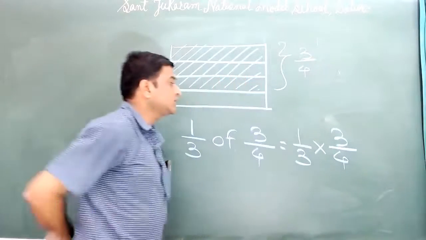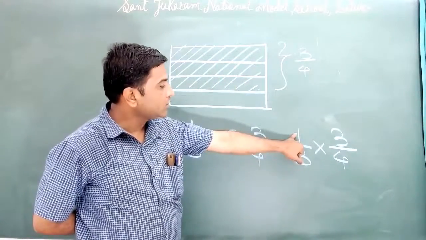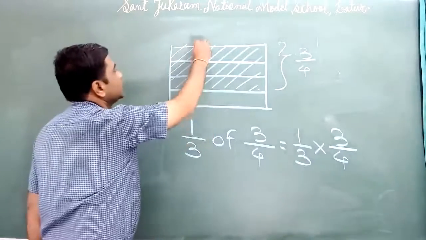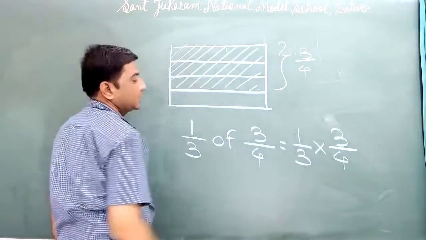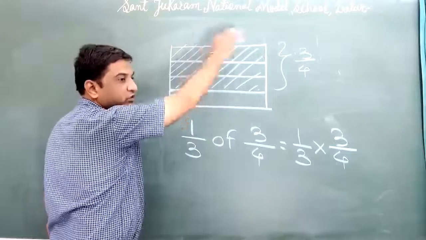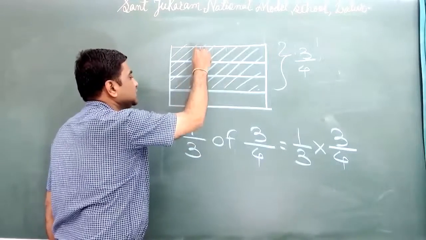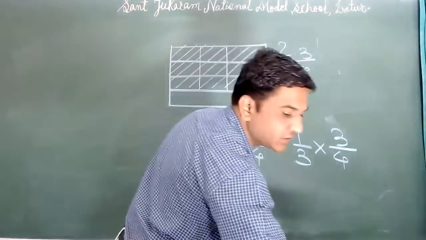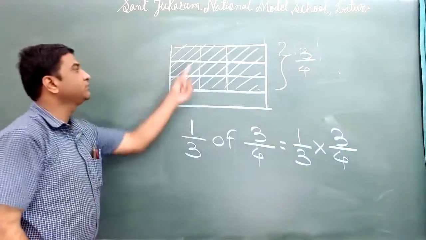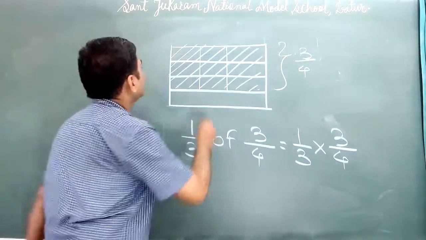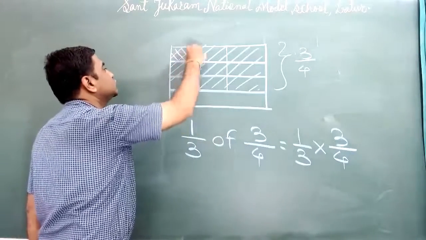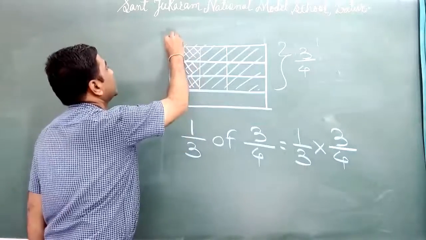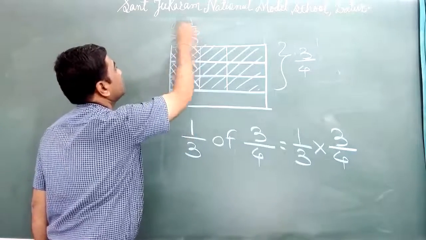Now I have to take one part of the 3 parts from this 3/4. So I divide this shaded part of the rectangle vertically into 3 equal parts. What is said is you have to consider one part out of 3 equal parts. So which one part out of 3 equal parts? I'm going to shade it in a different color. You see that we are considering this one part out of these 3 parts.